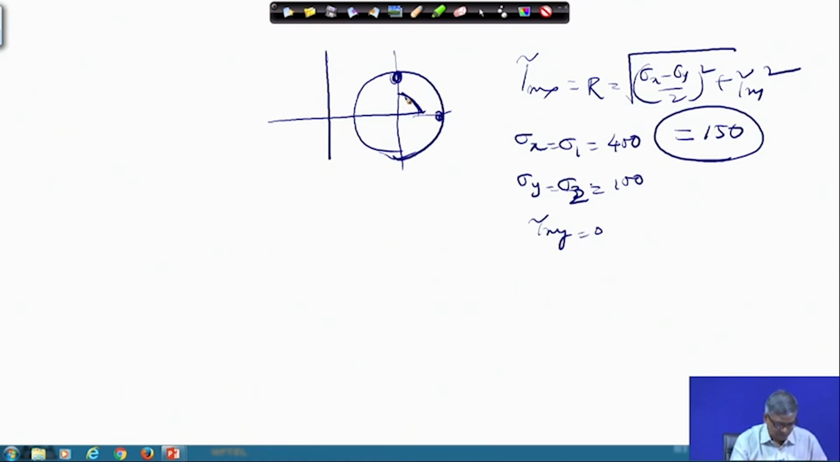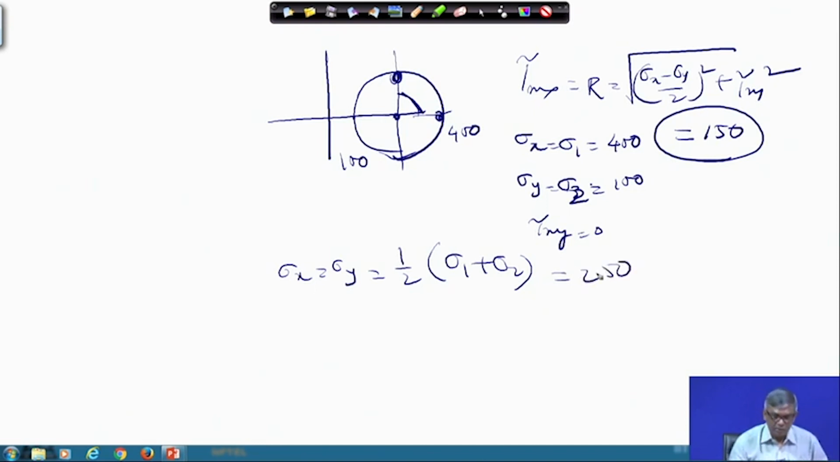Then the magnitude of the normal stress acting on the x and y plane associated with this point will be how much? This is 400 by graph and this is 100, and then you can find out the center, sigma x plus sigma y by 2. Then sigma x equals sigma y, equal to half of sigma 1 plus sigma 2. Graphically also you can find that it becomes 250.